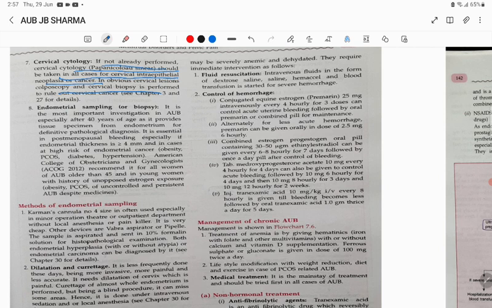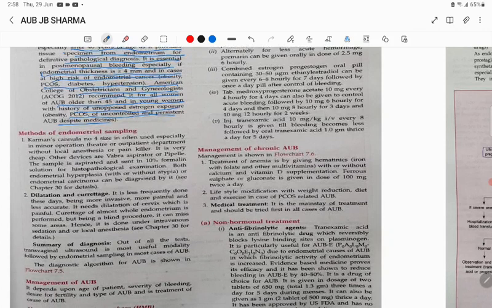Endometrial sampling for biopsy is the most important investigation in AUB, especially after 40 years of age. It provides a tissue specimen from the endometrium for definitive pathological diagnosis. It is essential in post-menopausal bleeding, especially if endometrial thickness is more than 4 mm. In case of high risk for endometrial cancer, like obesity, PCOS, hypertension, diabetes, ACOG recommends it for all AUB patients older than 40. Also with a history of unopposed estrogen exposure like PCOS, obesity, uncontrolled hypertension, or persistent AUB despite medicine.